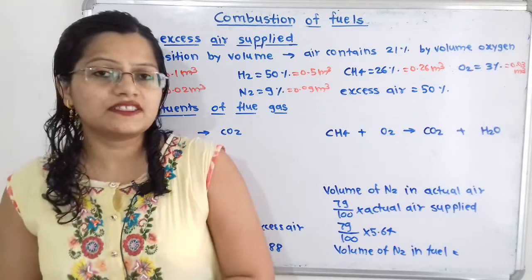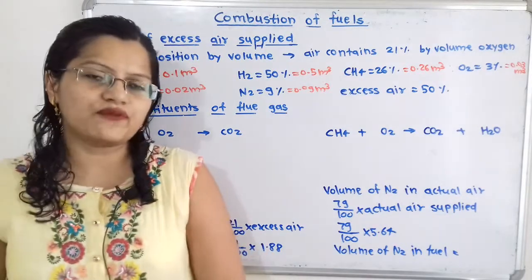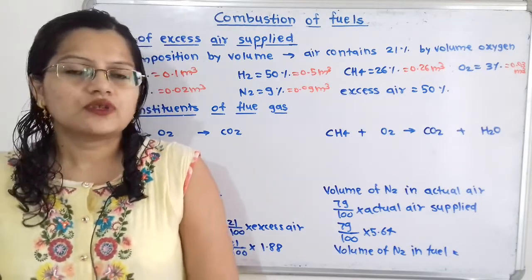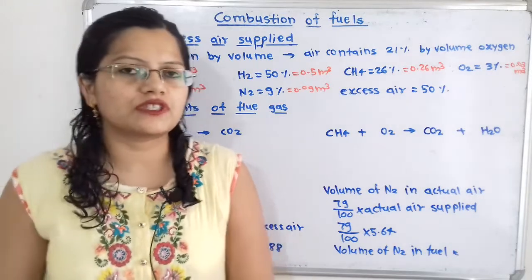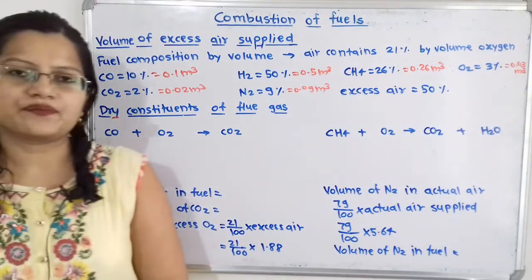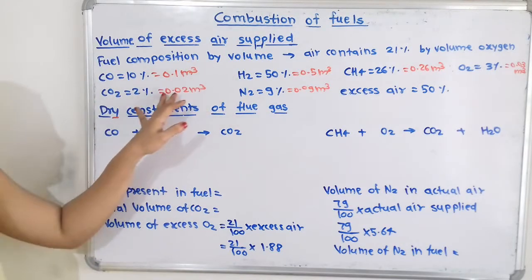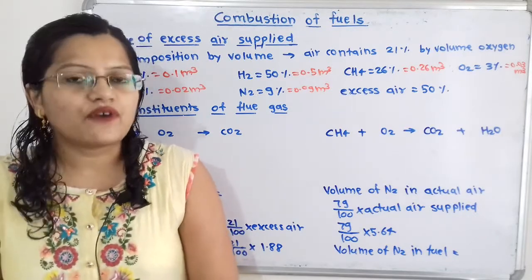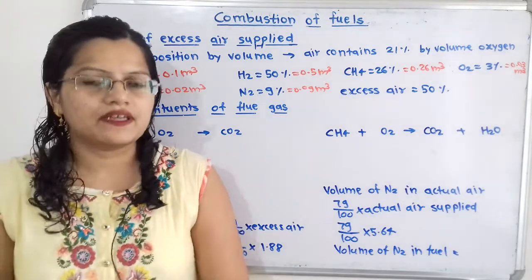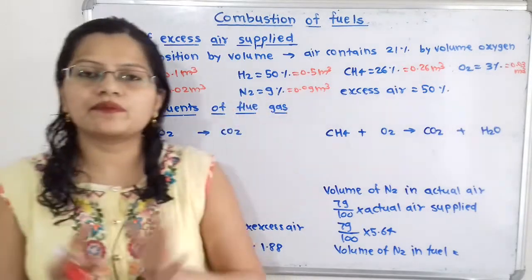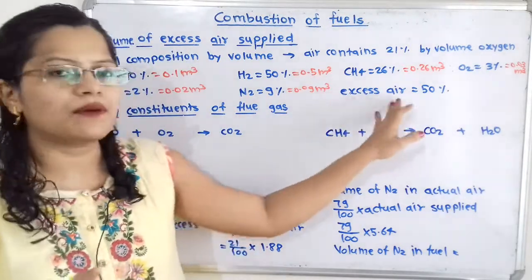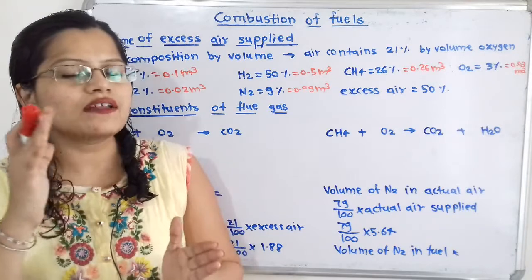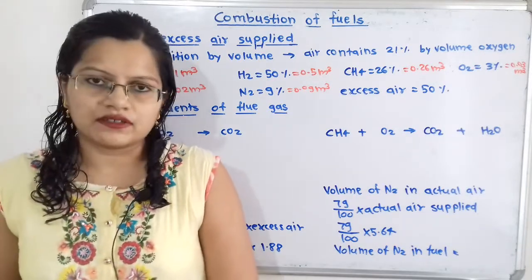Now we will move to the next question, that is the dry constituents of the flue gases. Flue gases are generated after the combustion process. So let us first understand how the combustion process is taking place for this gaseous fuel. The elements from the fuels combine with oxygen and some gaseous products get formed. And for this combustion process, air is supplied. Now for this question, the theoretical or minimum amount of air as well as excess amount of air is supplied. So we have to add these two, that is the minimum amount of air plus the excess amount of air.